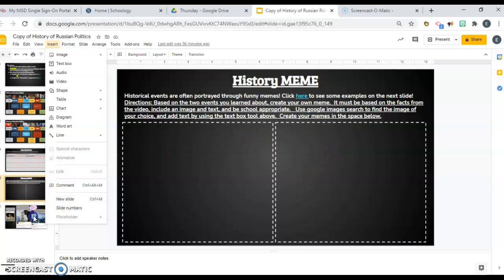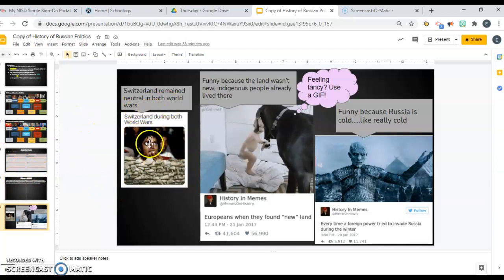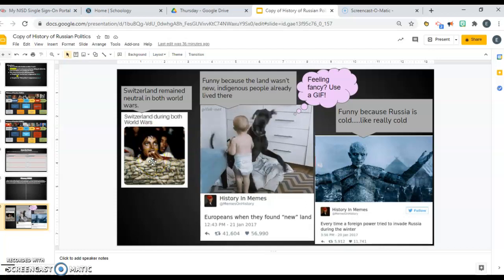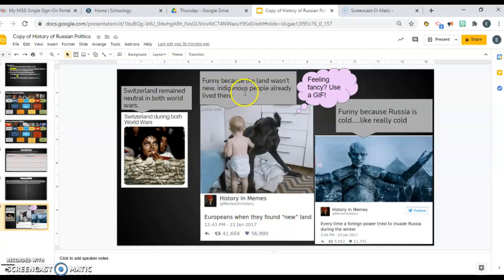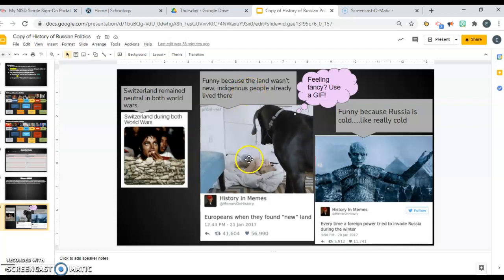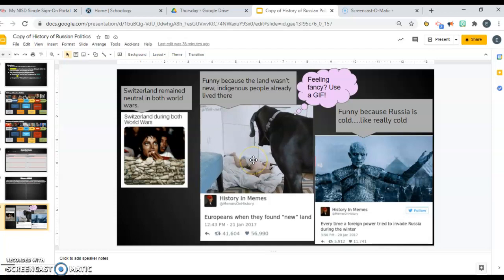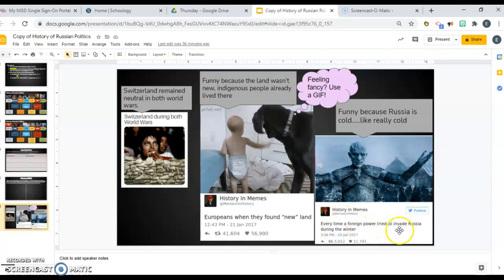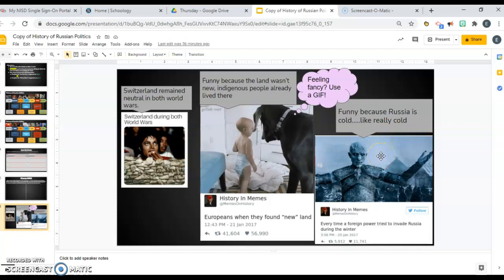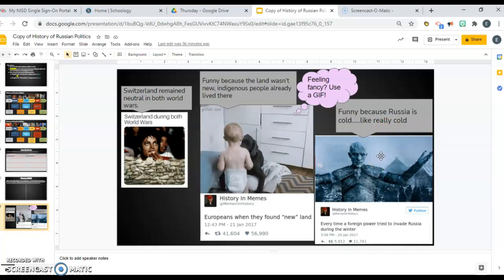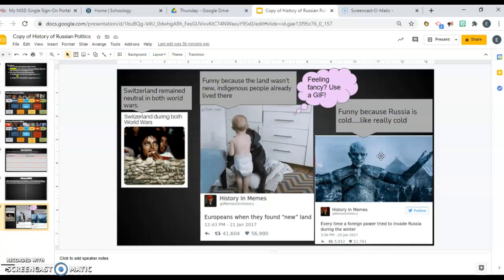So here's some examples really quickly before we end this video. It says, Switzerland remained neutral in both world wars. So they made this meme like Switzerland just sitting there eating popcorn, watching everything happen. This one says Europeans, when they found new land, which is funny because they didn't really find any new land. There was natives there, right? Indigenous people. But this poor doggy is getting kicked off the bed by this little baby, showing that that's kind of what Europe did when they found new land. And then finally, every time a foreign power tried to invade Russia during the winter. Funny because Russia is cold, like really cold. And we learned that in our Wednesday lesson yesterday, how cold Russia can be. So anybody that tries to invade, especially in the winter, is in for a huge surprise.